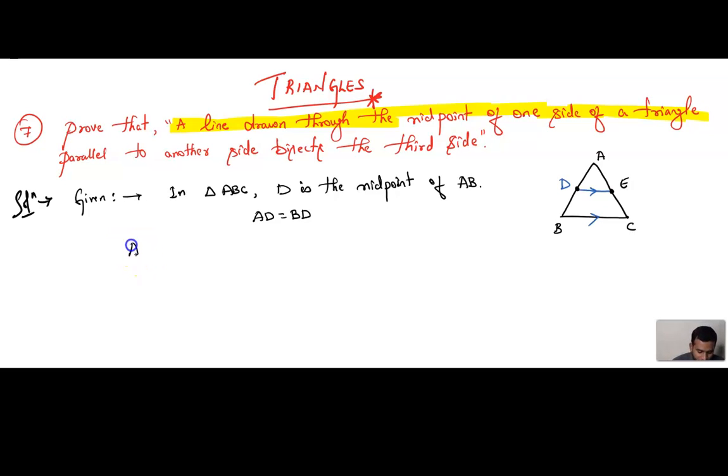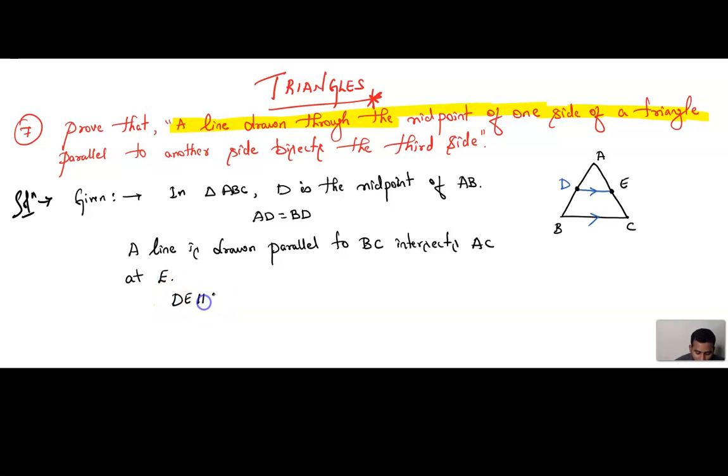So what did we do here? A line is drawn parallel to BC, intersecting AC. Intersects AC at what point? E. Very good. Intersects AC at E. Any doubts? Concept is clear? Now intersecting at E, what can we say, children, now?